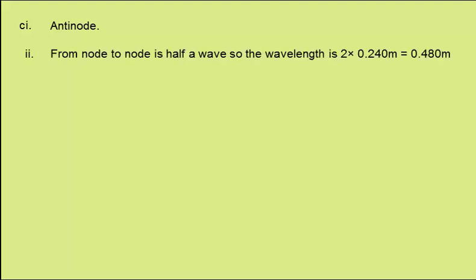In part 2 we need to calculate the wavelength of this stationary wave. Well, from node to node is half a wavelength, so the wavelength is 2 times 0.240 meters, which is 0.480 meters.